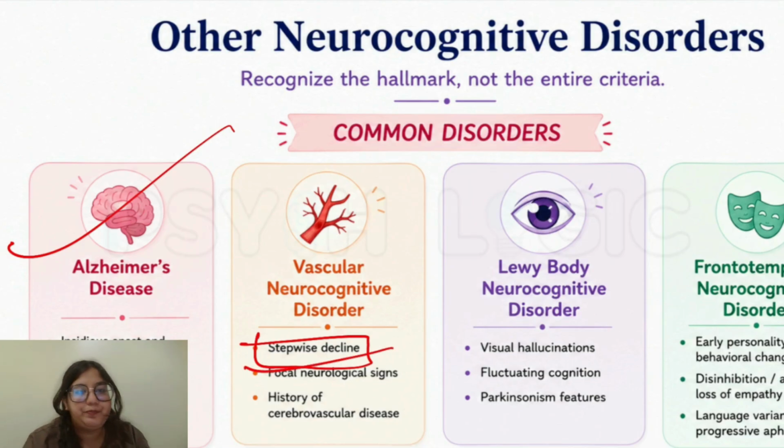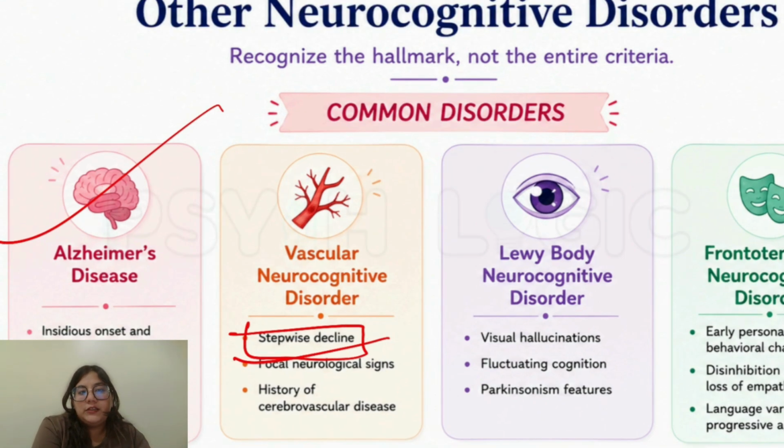Another clue is focal neurological signs, for example weakness on one side of the body, difficulty speaking after the stroke, or a change in some reflex. They also often have a history of cerebrovascular disease like a stroke or hypertension, things like that.